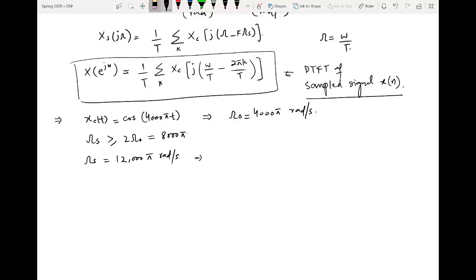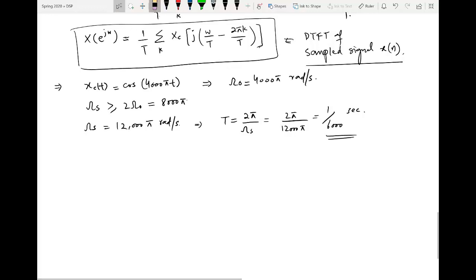If we select this one, then capital T comes out to be what? Because capital T will be equal to 2 pi over omega s. So it will be equal to 2 pi over 12,000 pi, and we come up with 1 over 6,000 seconds, which is the sampling period. So this is how you select the sampling period.